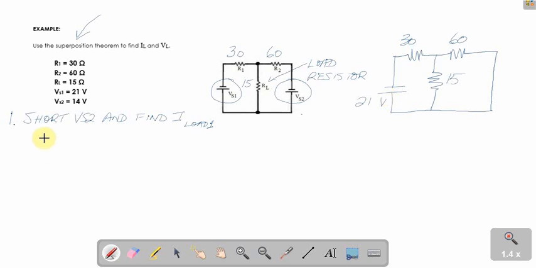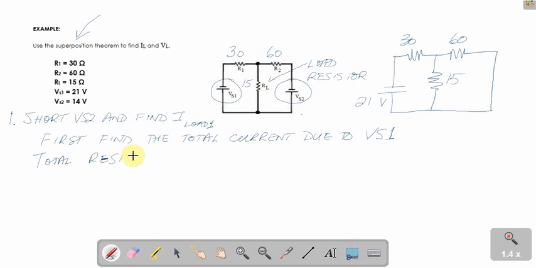If I want to find the current supplied by that, the first thing I need to figure out is the total resistance that's seen by that DC source. So if I want to find the total current, then I need to find the total resistance. So, first step, find the total current due to VS1. To do that, I'm going to need to find the total resistance.